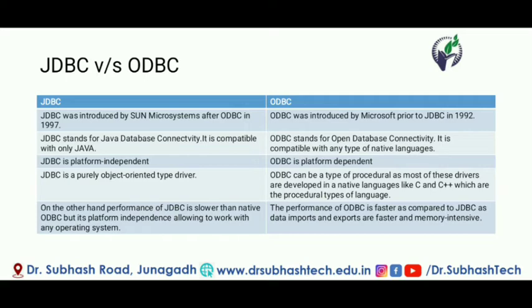On the other hand, the performance of JDBC is slower than native ODBC, but it is platform independent, allowing it to work with any operating system. When we compare JDBC with ODBC, the performance is slow because the JDBC calls have to be converted into native languages, and then the driver supports that particular data access. This whole process takes some time, so it becomes slower compared to ODBC. ODBC is written in native languages, so you do not have this conversion process, and that increases the performance of ODBC. So the performance of ODBC is faster compared to JDBC, as data imports and exports are faster and memory intensive.